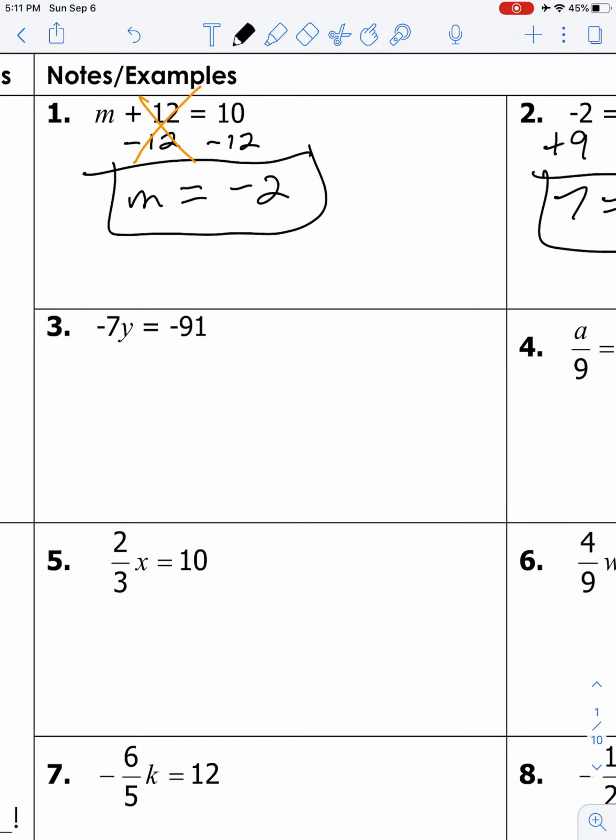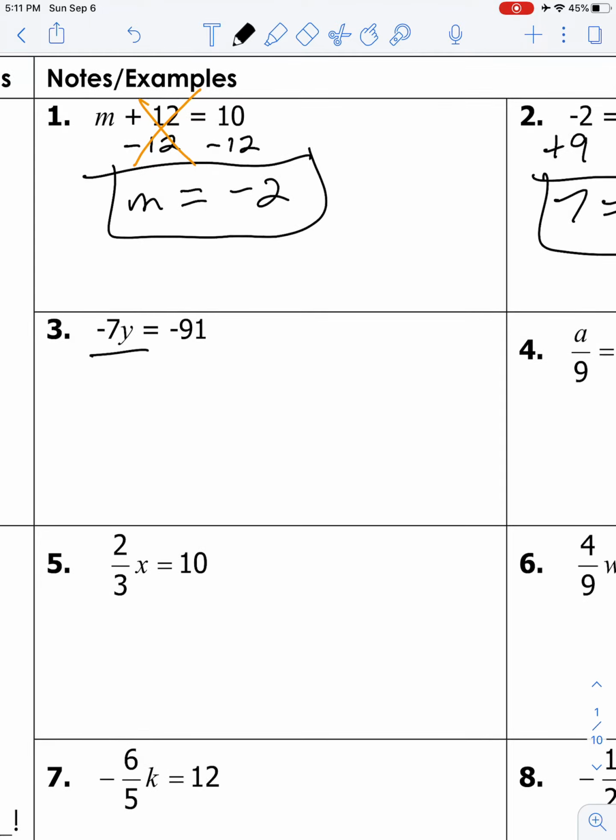Okay, number 3. So what we've got is negative 7y equals negative 91. That negative 7 attached to the y means multiplication. So what do we need to do? We need to do the opposite, which is divide. So we need to divide by negative 7, and it's going to be 13.